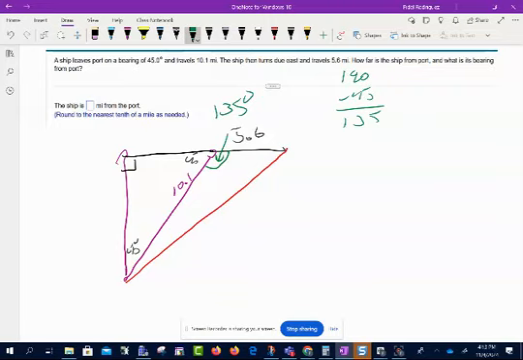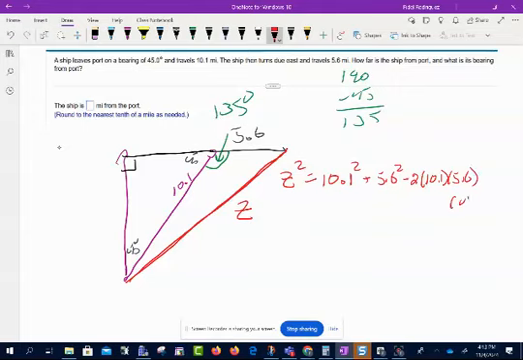Now, the reason I want to know that is if I'm trying to find this distance right here, y'all, I'm just going to call that z, okay? I could use my law of cosines and say z squared is 10.1 squared plus 5.6 squared minus 2 times 10.1 times 5.6 times the cosine of 135 degrees. And then to find z, we would just take the square root of all that business, right?